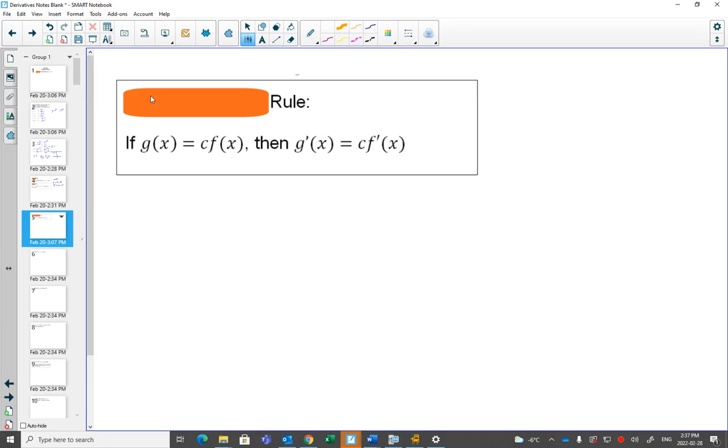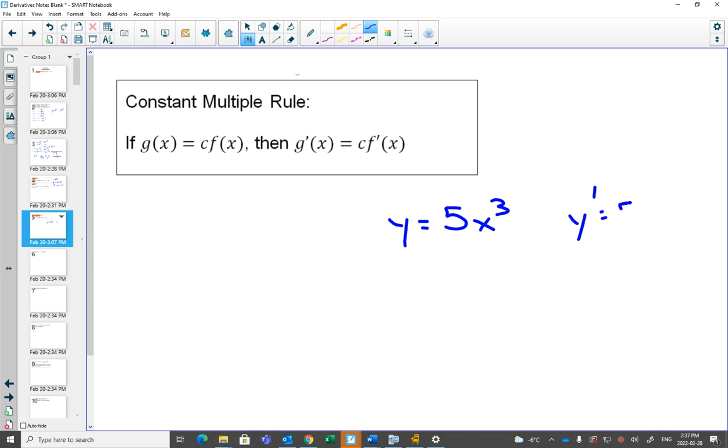Next rule. Constant multiple rule. If you have a number in front of a function, you can find the derivative by just finding the derivative of the regular function and multiplying by that number. So this one, for example, if I have 5x cubed, technically the derivative of the x cubed is 3x squared. And then that 5 could just stay out in front.